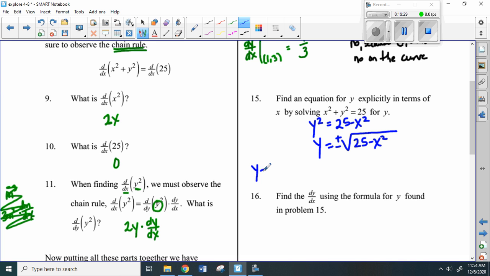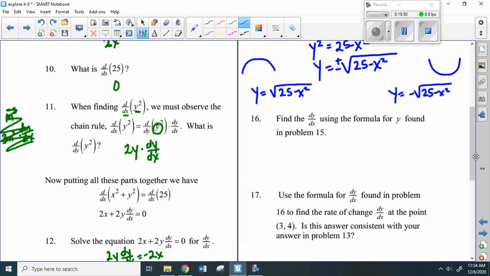All right, and so technically we do get two answers here. Please understand that, you do have to know a little bit about graphs. The positive square root would give me the top half of the circle, and the negative square root would actually give me the bottom half of the circle. Okay. All right, now it says find the dy over dx using the formula.